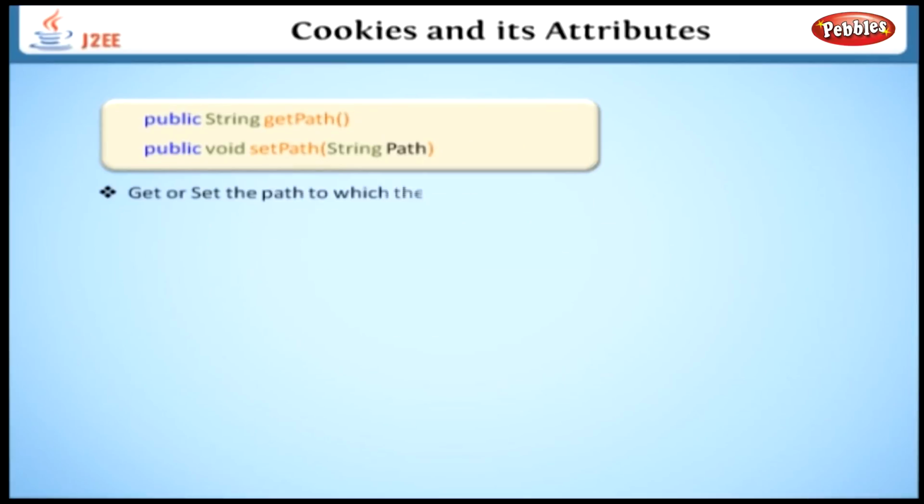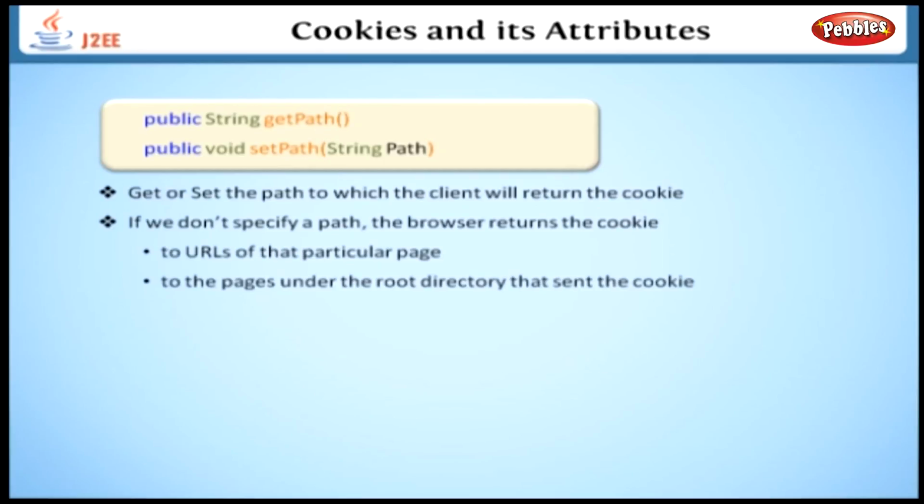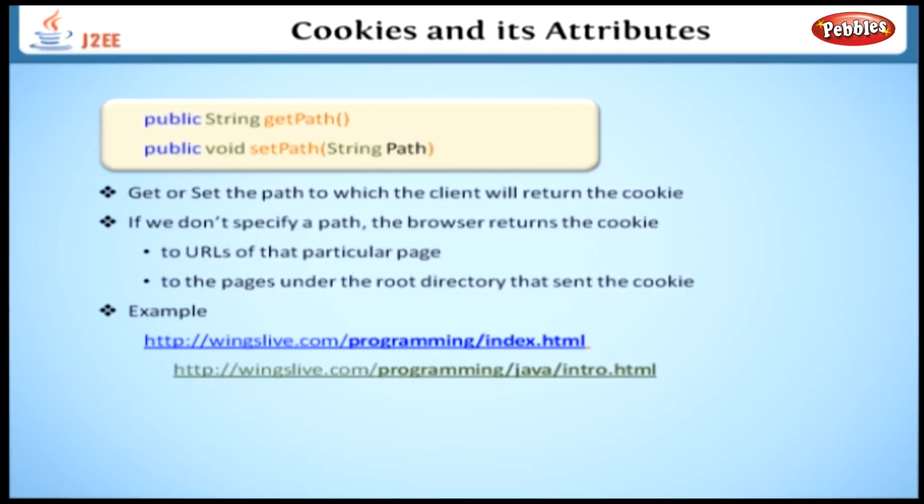These methods get or set the path to which the client will return the cookie. If we don't specify a path, the browser returns the cookie only to URLs of that particular page and to the pages under the directory that sent the cookie. For example, if the server sent the cookie from this link, the browser would send the cookie back when connecting to this link. But it won't send it when connecting to this link, because the page is not in a directory below the programming directory. It is in a separate root directory named Multimedia.